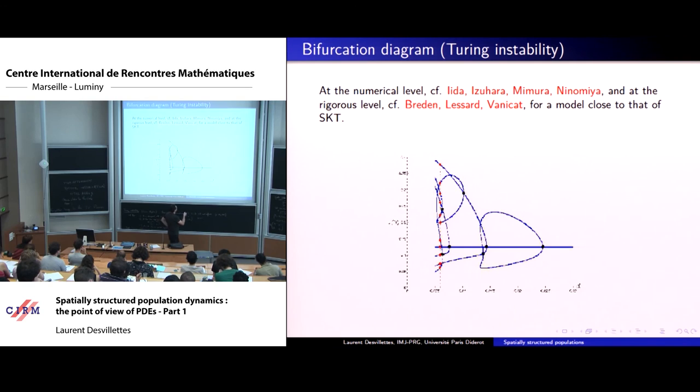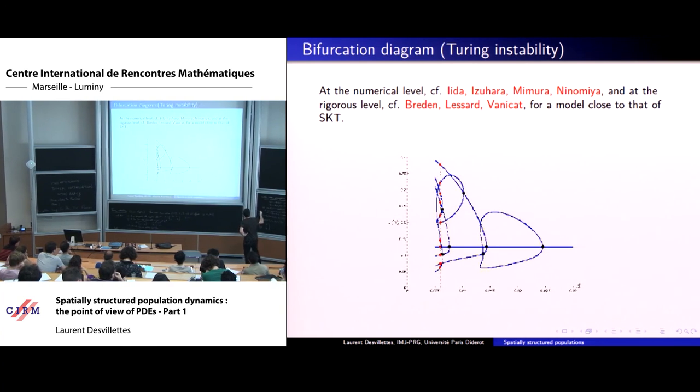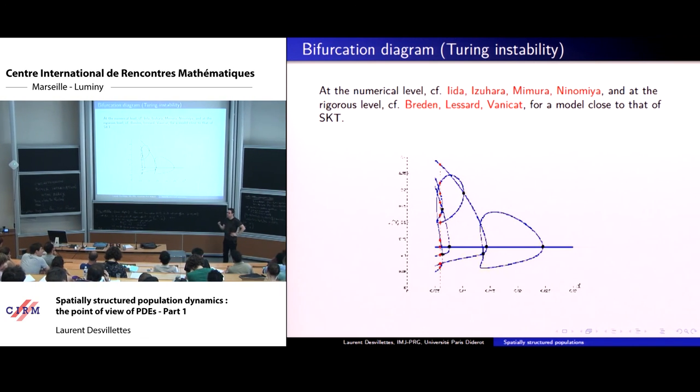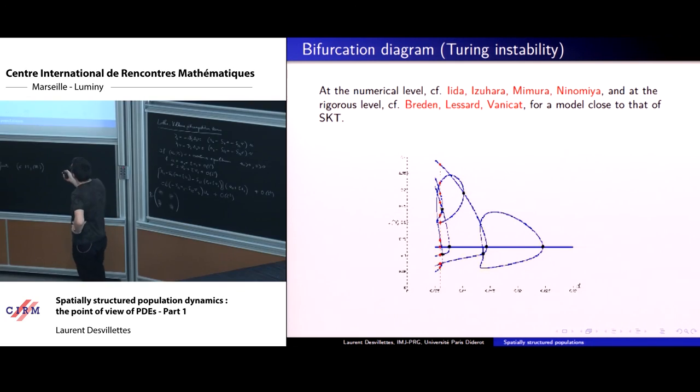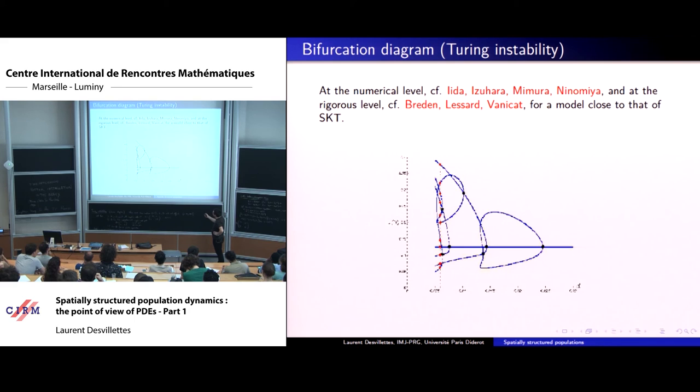So when this parameter has a certain value, which you can see here, then what you can observe is just the homogeneous trivial equilibrium, if you wish, the one which has the form U0, V0, with U0 and V0 which do not depend on X. So here you do not have any patterns. And then when these parameters arrive at a certain level, actually this is destabilized. So this is really the appearance of Turing instability. And instead you have two curves which appear, which correspond to spatially inhomogeneous solutions exhibiting patterns.